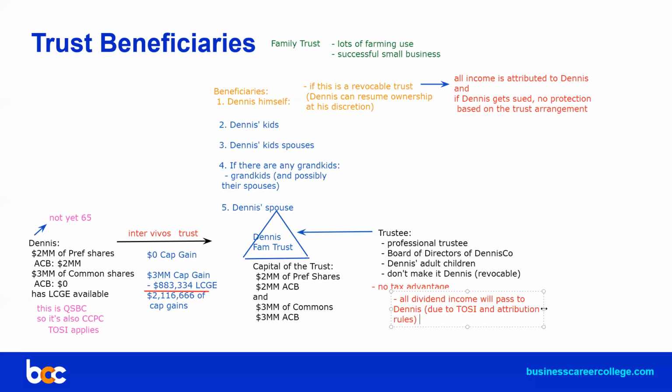We used to do that. At one time, you would use this kind of trust as an income sprinkling tool. And just like I showed on the last slide, the difference being there, everybody was dead and we didn't have a small business. Here, Dennis is not dead and we have a small business, which means TOSI applies and we can't just sprinkle income.